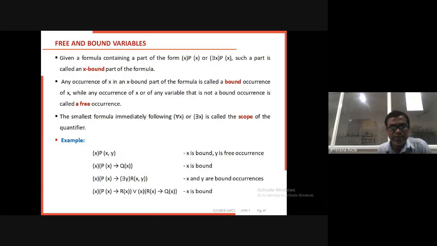Let us see these examples here. This is for all x, P of x y. Here x is a variable bounded by the universal quantifier, so it is a bounded variable, but y is not related to any quantifier, so it is a free variable or free occurrence. And in for all x, P of x, x is bounded. Similarly, there exists y, R of x y, so y is also a bounded variable. Like that I can consider it as an example.